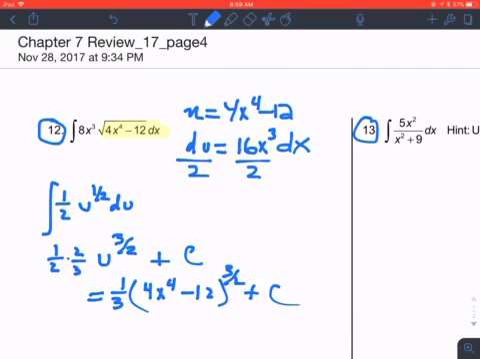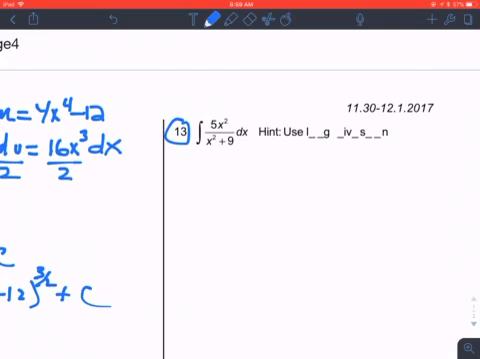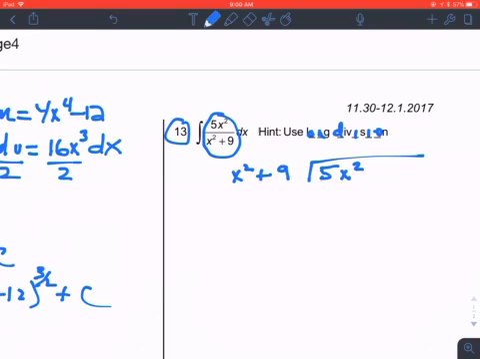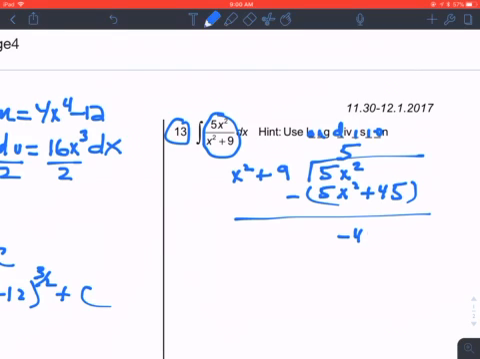All right, so let's move on over to number 13. Hopefully you got my hint that this one uses long division, and our key is that the powers on the top and the bottom are the same. So I'm going to be dividing 5x squared, that's our dividend, I think is what it's called, by x squared plus 9, our divisor. I think that's right. Anyway, I need to multiply x squared plus 9 by 5 to match it, so I get 5x squared plus 45. Now I'm going to subtract that. What am I left with is negative 45.